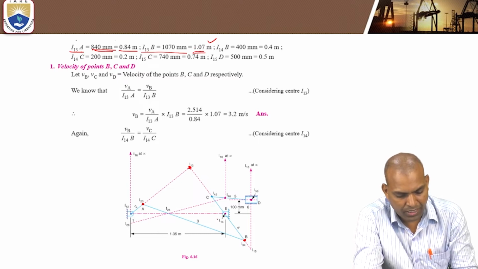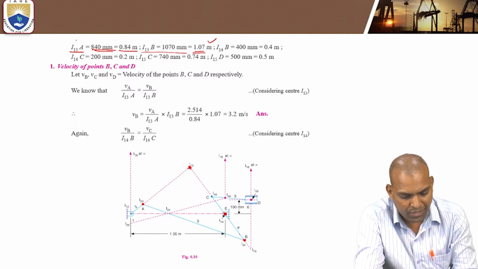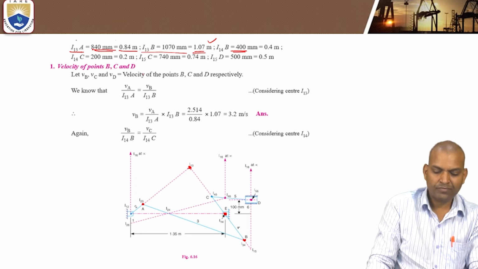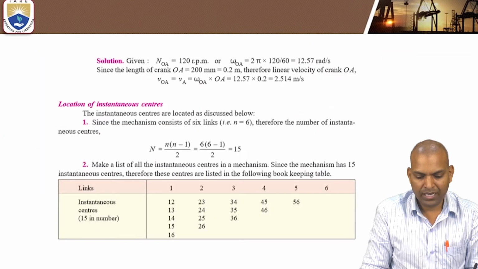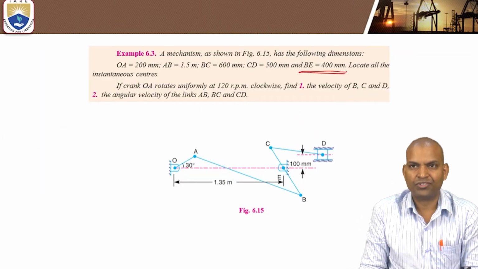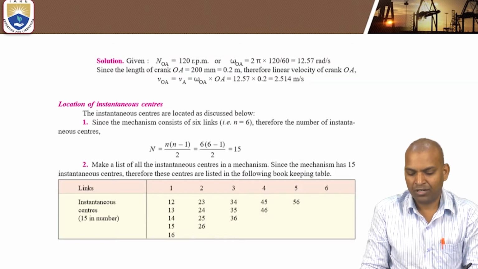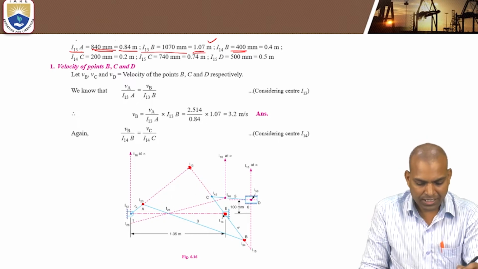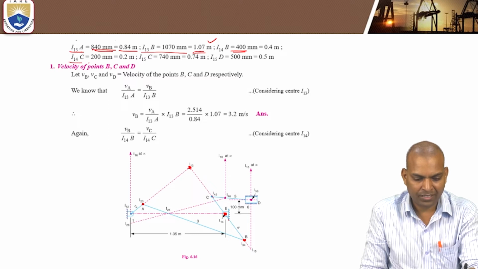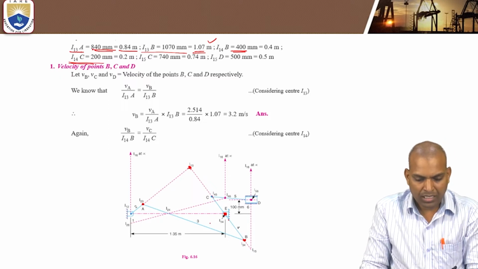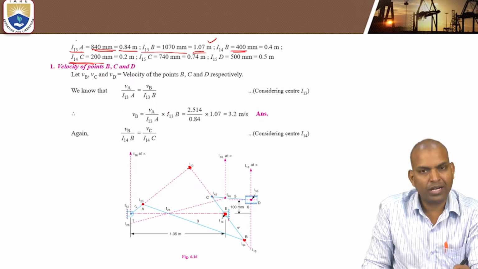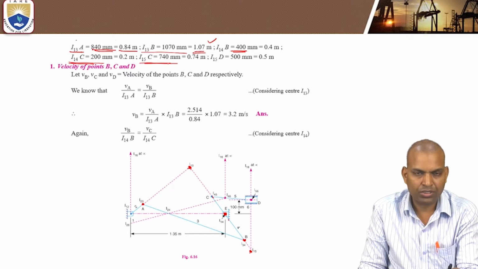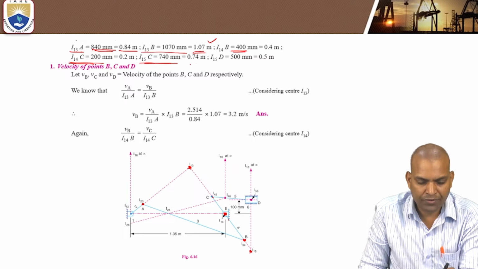Next, I14 and point B. You measure this distance. That is 400 millimeters. This was already given in the data, the link length BE of 400 millimeters, which is link 4. Next, I14 with C is 200 millimeters, which was given as the distance EC. Next is the 15 combination. I15 with respect to C is 740 millimeters, that is 0.74 meters.